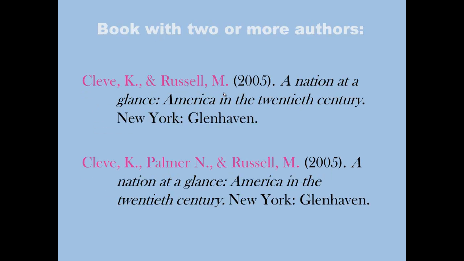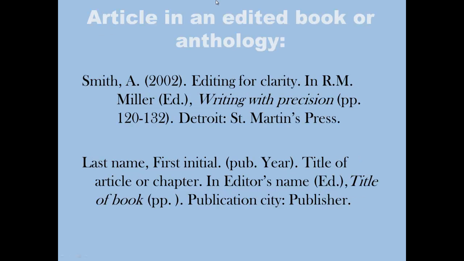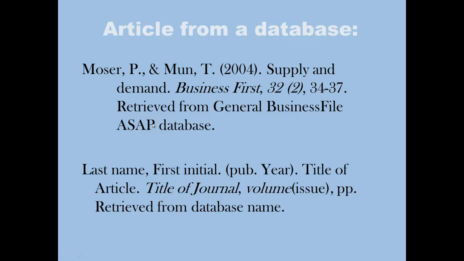Books with two authors or more, the key difference here is that they're using the ampersand as opposed to writing out the word "and." An article that's in an edited book or an anthology, again, same basic information other than that they have R.M. Miller, who's identified as the editor, and then the pages that they would be located within that textbook.